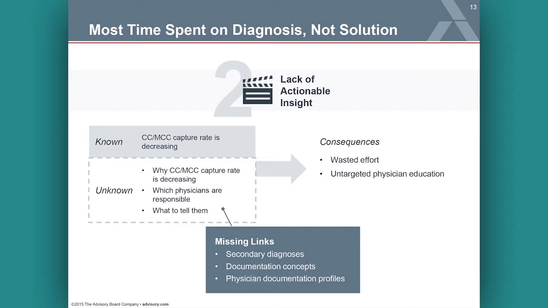like what are the specific secondary diagnoses that we're missing? What are actually not the codes that they're missing, but what are the concepts that they need to learn? And which physicians are missing those codes, and who are the few that are going to have the greatest impact?